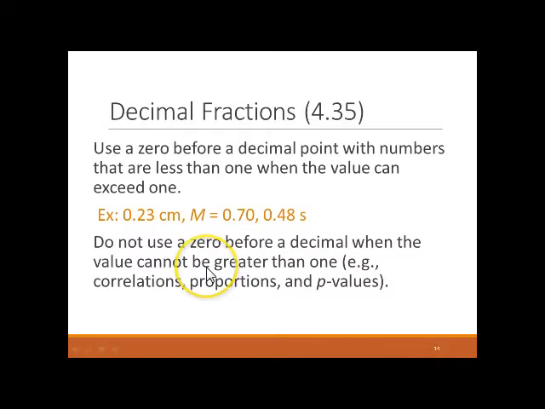But if the value is one that cannot be greater than 1, then in that situation you do not put a 0 before the decimal. So in reporting correlations or R values, since R can be a number between -1 and +1, you would not put a 0 before the decimal. Similarly, p-values are between 0 and 1, so in those cases you would also not put a 0 before the decimal.